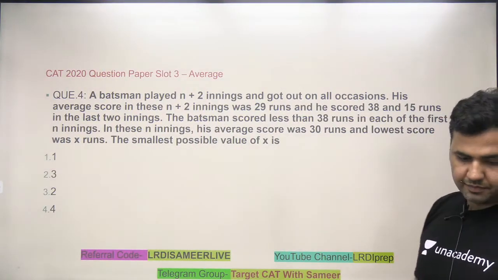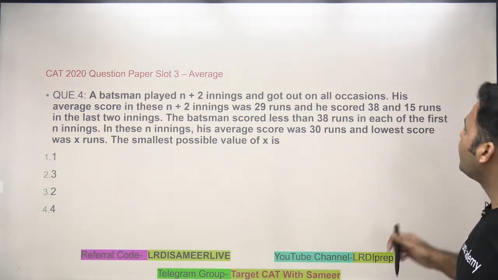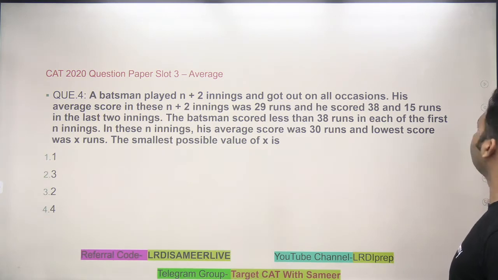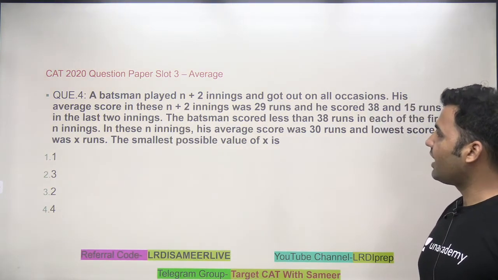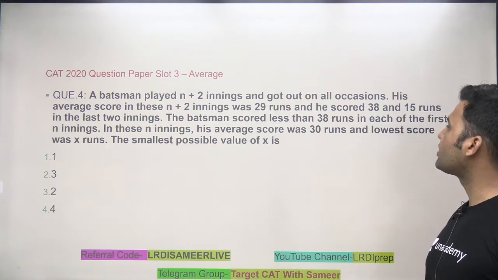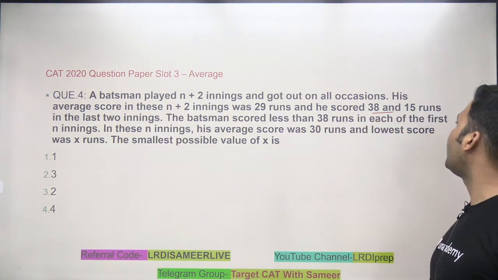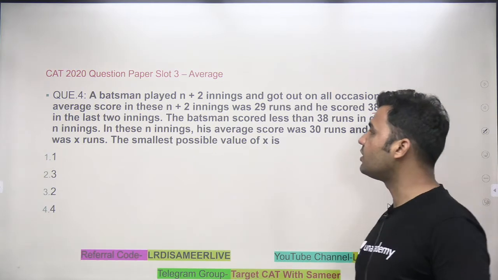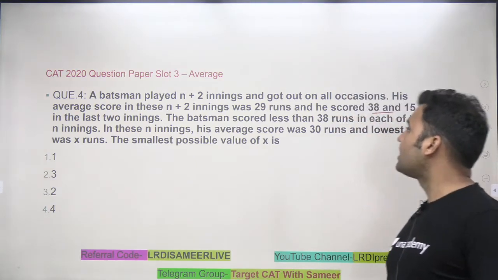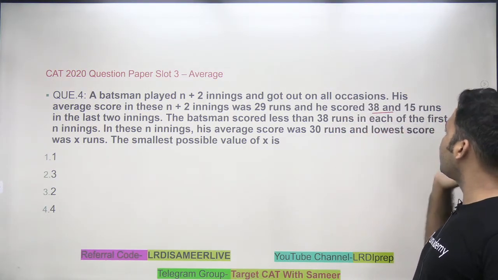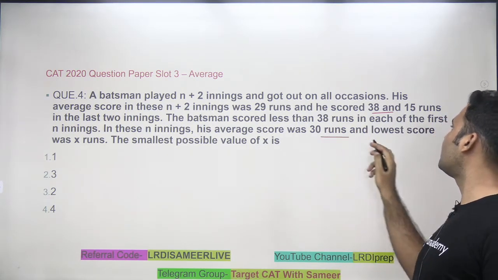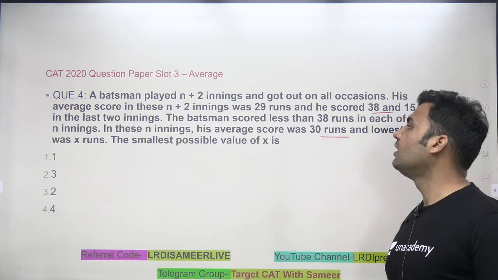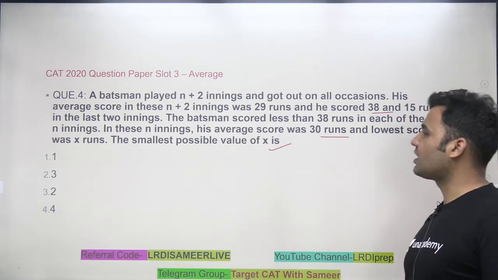CAT 2020 slot 3. Let's have a look at the question. Question number 4. It says, a batsman played N plus 2 innings and got out on all occasions. His average score in these N plus 2 innings was 29 runs and he scored 38 and 15 runs in the last 2 innings. The batsman scored less than 38 runs in each of the first N innings. In these N innings, his average score was 30 runs and the lowest score was X runs. Smallest possible value of X is.